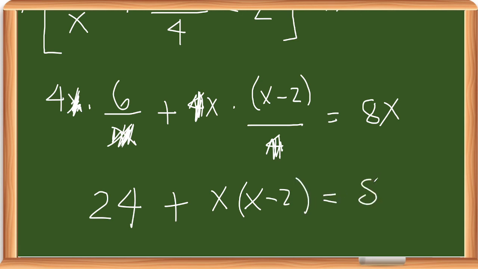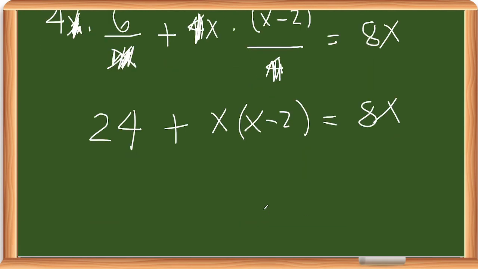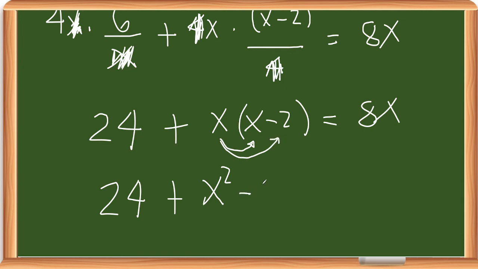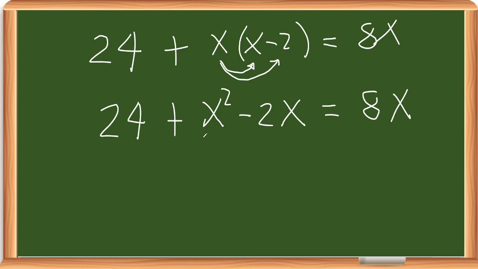So, we're not done yet. You still have something to multiply. We have here a monomial. We have to multiply it to a binomial. So, we have 24 plus, let's multiply this using the distributive property of multiplication. x times x is x squared. And then, x times negative 2 is negative 2x. Equal to 8x.